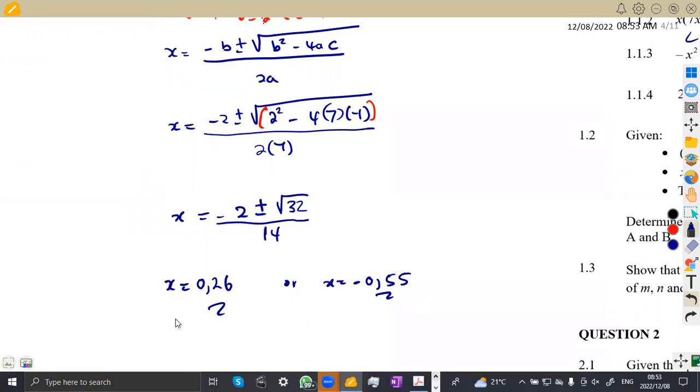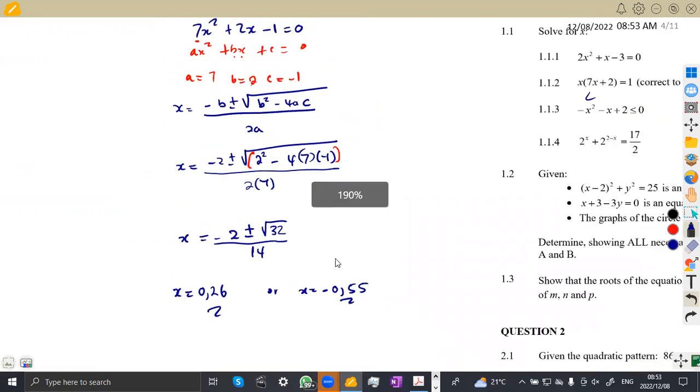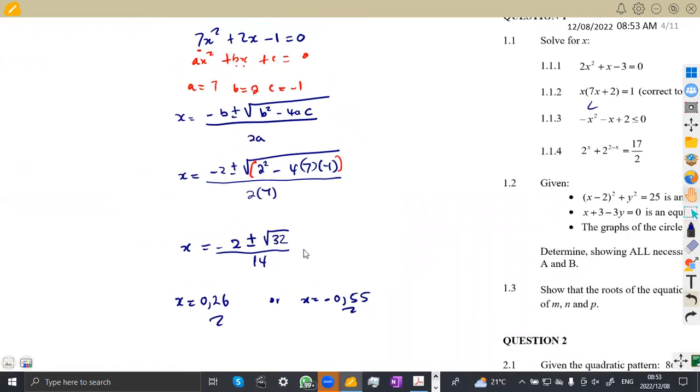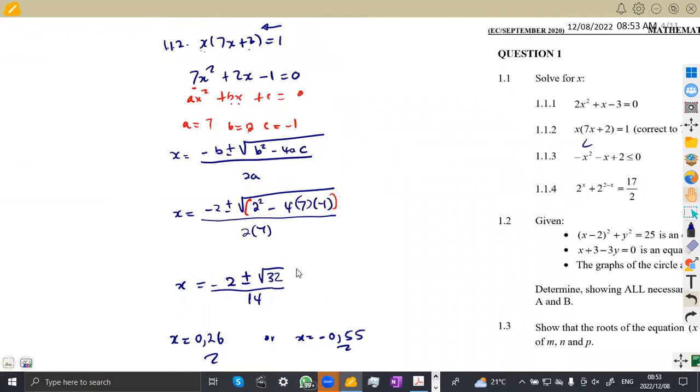So that was the question, guys. On this one, yes, we can work with the completing the square method. But most of us are used to the quadratic formula. We are going to do completing the square on another platform, so that you learn all these methods, guys. You're supposed to know all these methods.